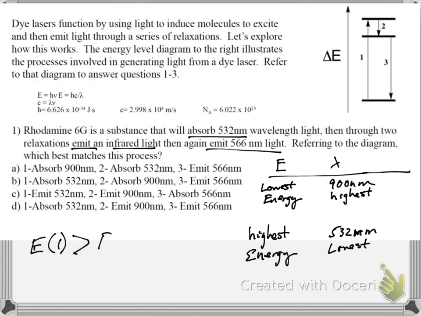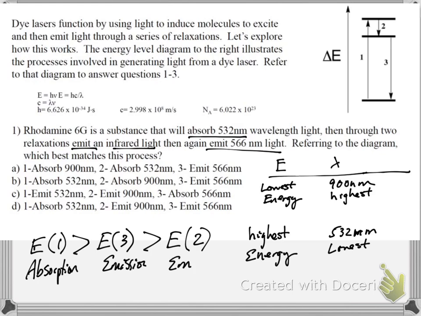So if we were ranking these from the energy spectrum, we would rank the transitions as E1 to be the greatest energy, E3 to be the next greatest, and E2 to be the smallest energy. That means, and we'd also assign that E1 is under absorption, E2 is showing emission, and E3 and E2 are both showing emission.